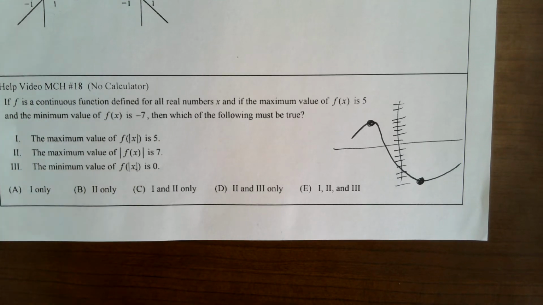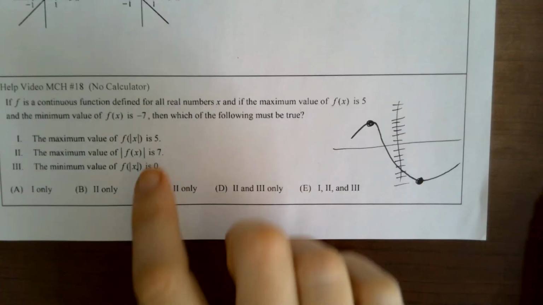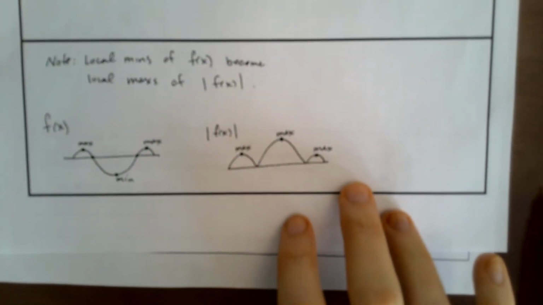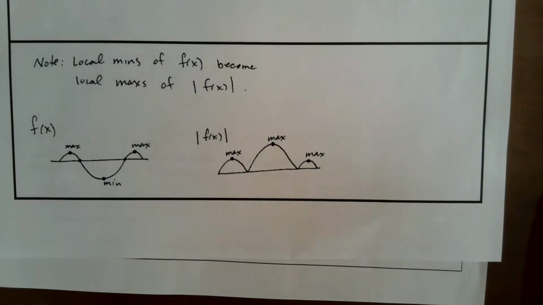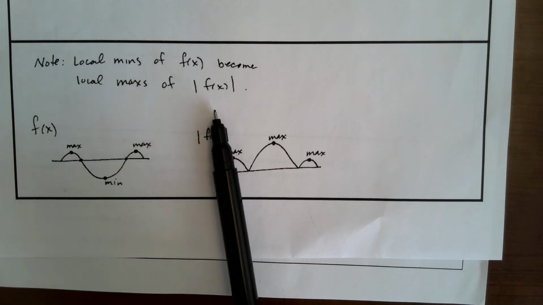Guys, what they're testing you on right here is whether you know what takes the negative parts and makes them positive. So it's not when you put the absolute value inside of a function, it's when you take the absolute value of the whole function. So this is why I wrote this for you for the help things. So the local mins of f of x become local maxes of absolute value of f of x.